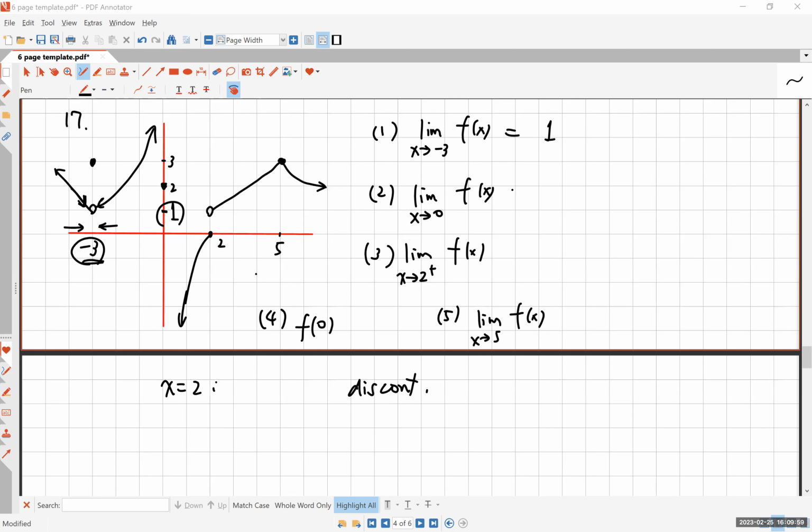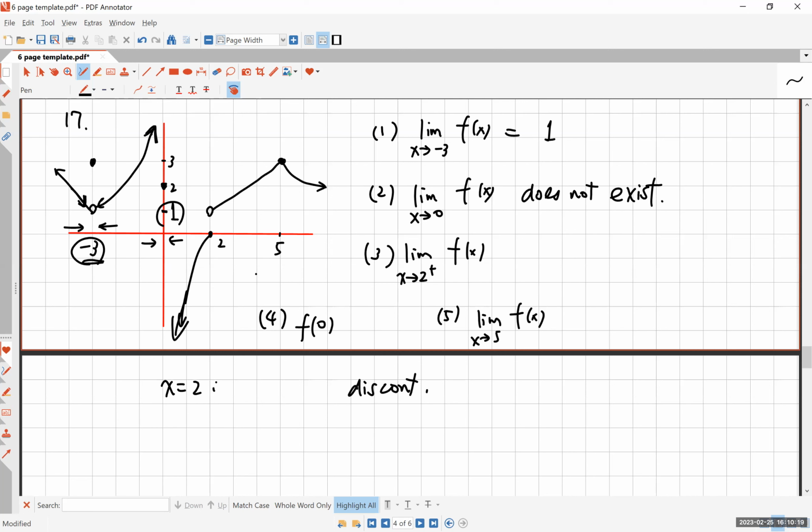All right, number 2, what is the limit as x approaches 0? Well, if x approaches 0 from the right-hand side, this goes to -infinity. From the left-hand side, it's +infinity. So this does not exist. What we have is basically the infinite discontinuity.